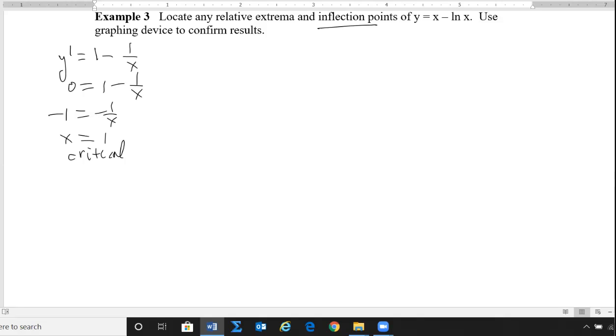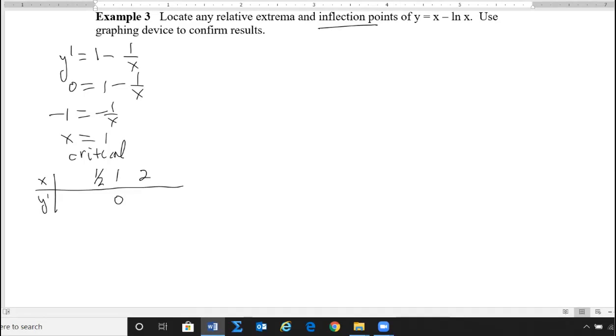And now we have a choice here. We can use our first or second derivative test. I'm going to use the first derivative test just to practice it a little bit. So we'll have 1. We've got to be careful about this when we test it because I'm going to stay in the domain. The domain is x greater than 0. So we have to pick like a half here, and we can pick a 2 over here.